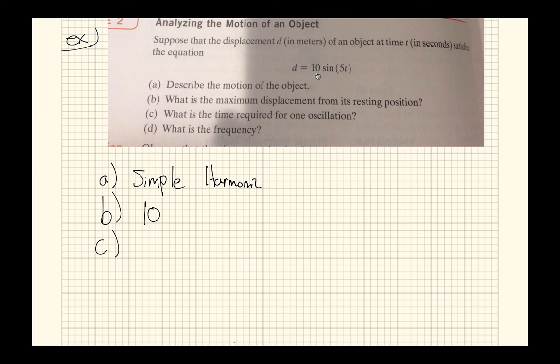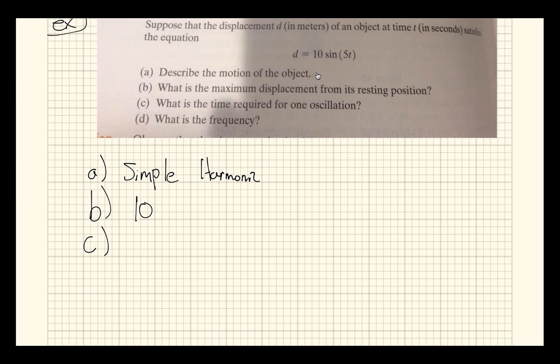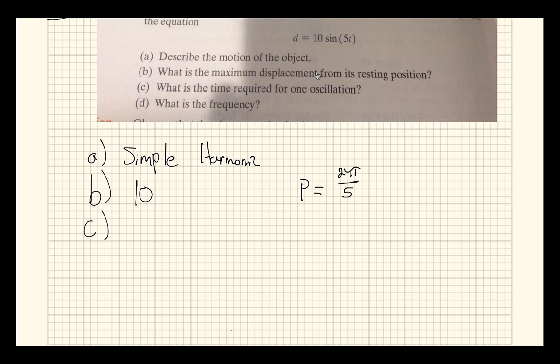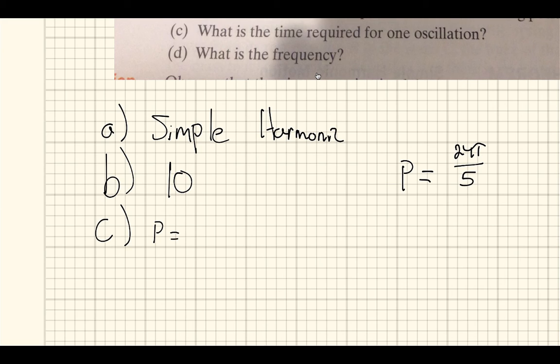C. What is the time required for one oscillation? Remember, that is not the frequency, it's the period, and the period is 2 pi over w. So if w is 5, 2 pi over 5, that's going to be my answer there. So P equals 2 pi over 5. There's no reducing to be done there.